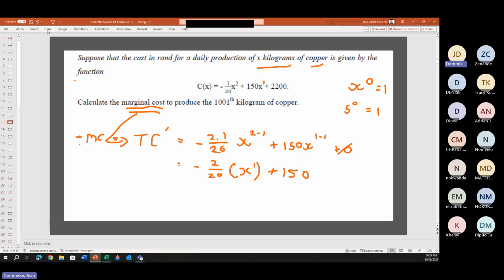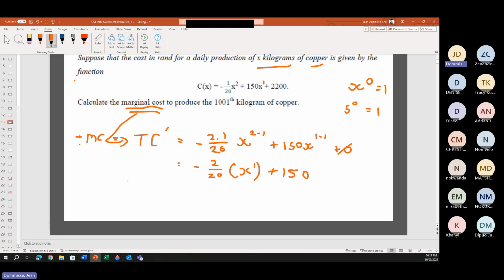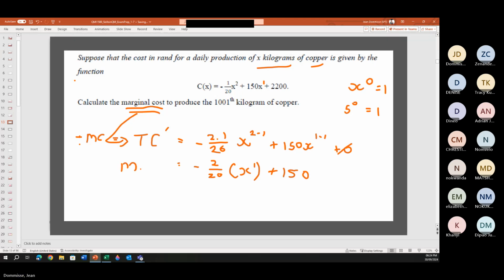And then they ask us, so this is our marginal cost function. But when they ask us to calculate the marginal cost to produce the 1001st kilogram of copper, what will the value be that we need to put into our x?